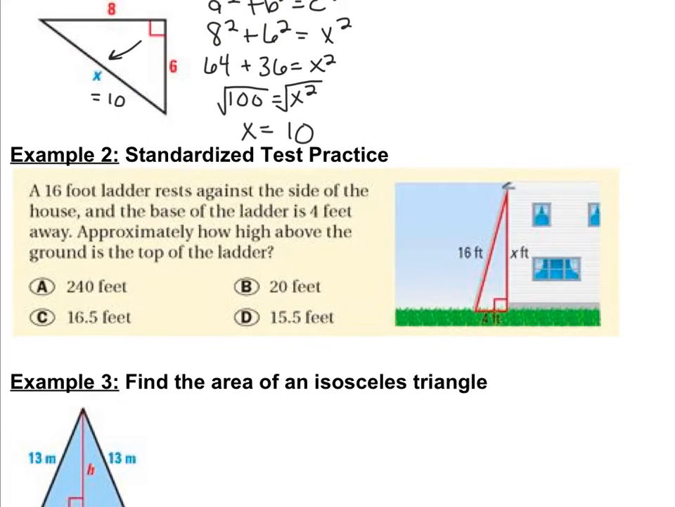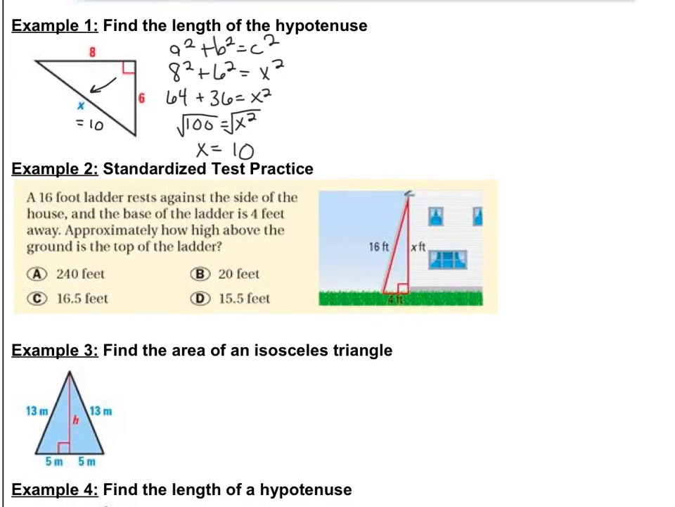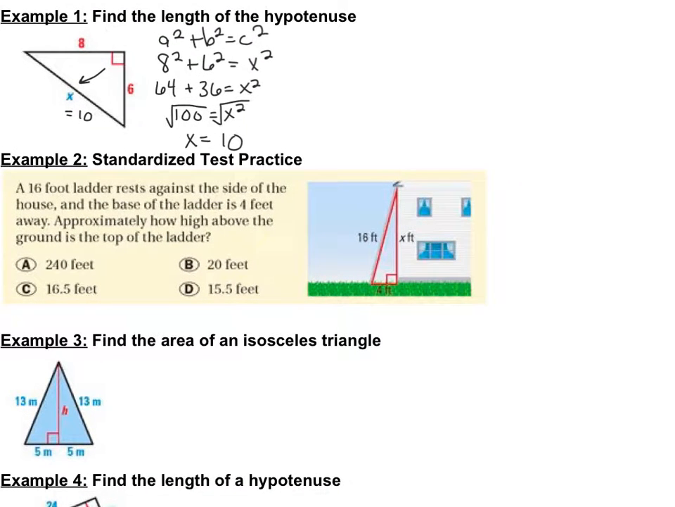Alright, so what I believe will be the biggest application of the Pythagorean theorem is a question like example 2. And that's probably why they call it standardized test practice. So you have a 16-foot ladder that rests against the side of a house, and the base of the ladder is 4 feet away. Approximately how high above the ground is the top of the ladder? As you can see, a practical application: we have that 16-foot ladder leaning up against the house. It's 4 feet away from the house. We want to know how far up the house it is.